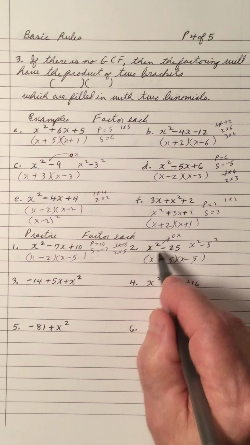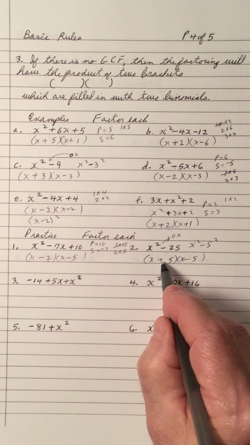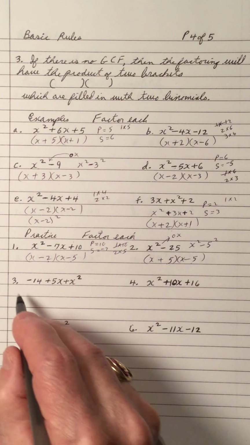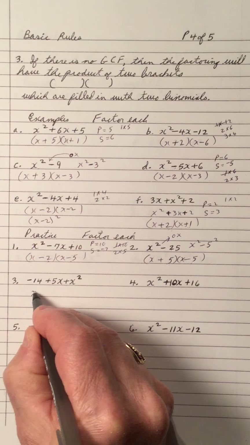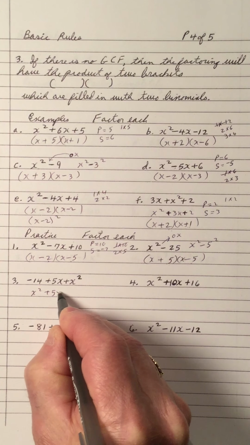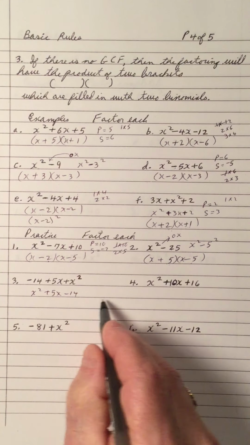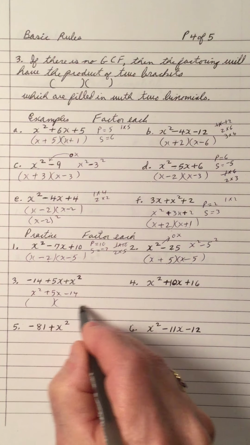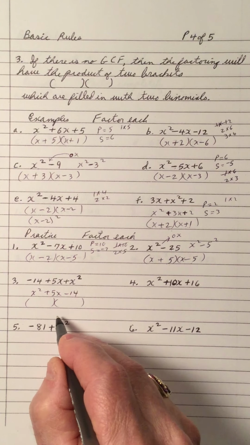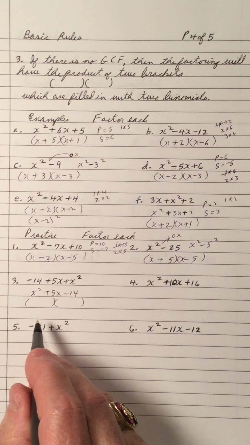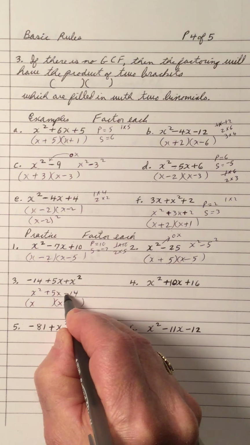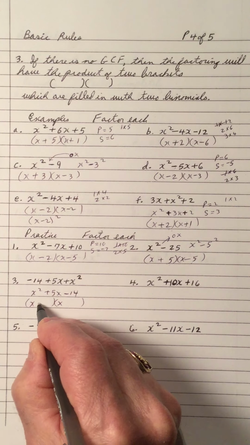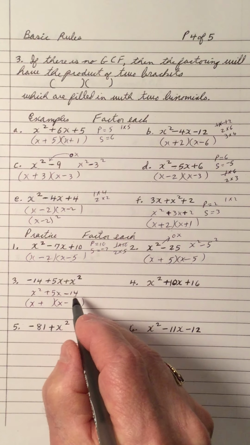25 and 1 won't give you a 0 in the middle. Perfect. Signs are plus and minus. And number 3, descending order. So I go x squared plus 5x minus 14. There's the descending order. Double brackets. No GCF, so this is going to factor as a set of brackets. X squared is x and x. The product is -14, so that's a plus and a minus.